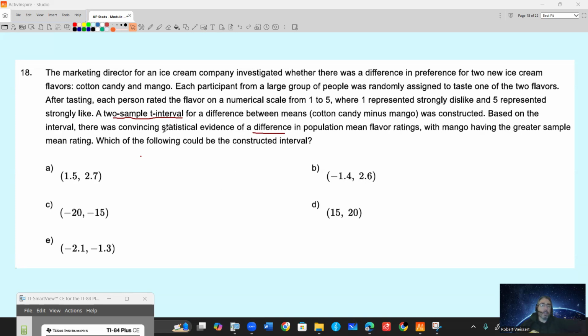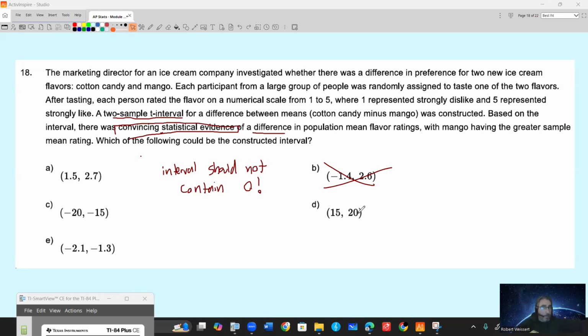So we have convincing evidence. Convincing evidence of a difference. That means the interval should not contain what number? 0. Well, that contains 0. So we can cross that one out.